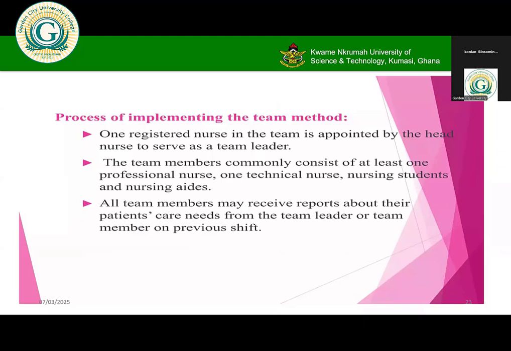I said the concept of team nursing evolved in the 1950s, in an effort to improve what?